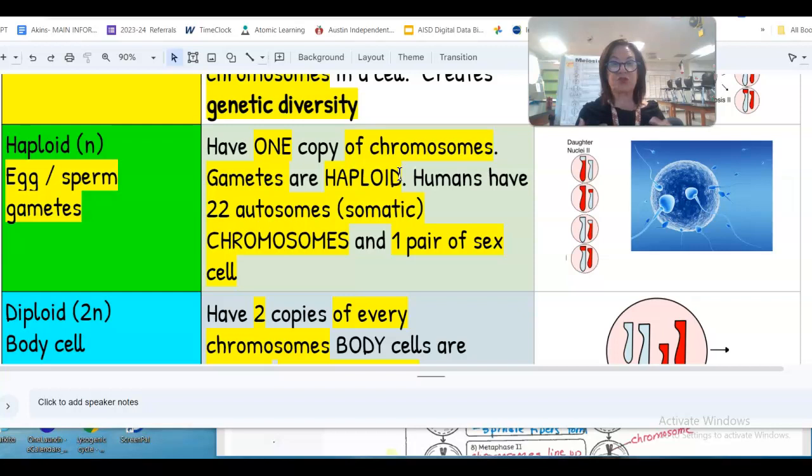And humans have 22 autosomes, which are the chromosomes for your body and everything, and you have 1 pair of sex chromosomes, which are in your gametes. And you can see here in this image, we have 4 cells because we started out with 1 diploid cell. Well, we'll get to that. It has the full amount, and we end up with 4 haploid cells, which is an egg or a sperm. And then when those come together, we're going to again have that full amount of chromosomes.